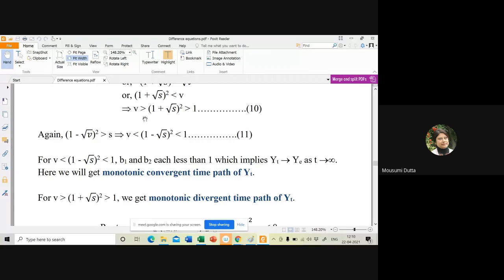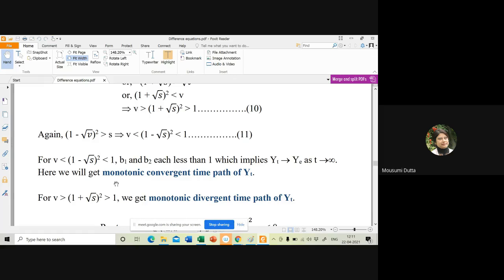When V is greater than 1 plus root s whole square, it is greater than 1. This has been established by 10. When 1 minus root V whole square is greater than s, then V is less than 1. It has been established by equation 11. Now, what is the condition required for convergence of the time path? V should be less than 1. So equation number 11 gives you a monotonic convergent time path, and in the other situation you get the monotonic divergent time path.